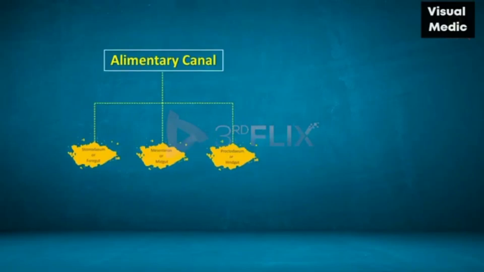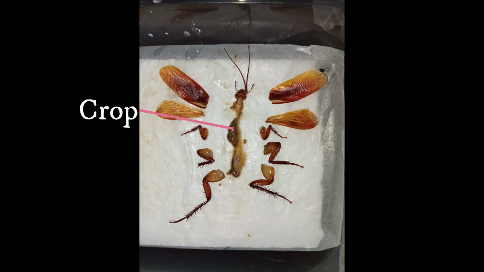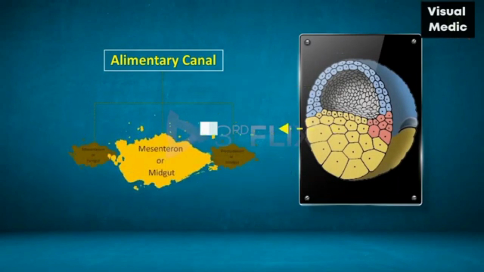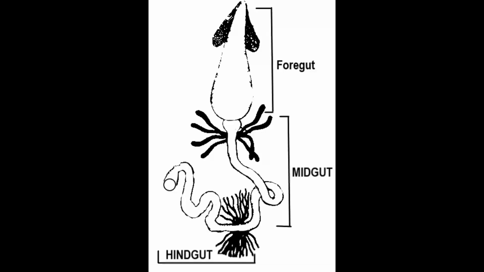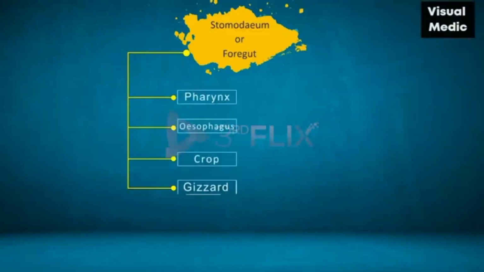The three divisions of the cockroach digestive tract are the foregut, which includes the crop and proventriculus; the midgut, which includes the section below the proventriculus up to the ceca; and the hindgut, which includes the Malpighian tubules and the rectum. The foregut is divided into 5 parts: buccal chamber, pharynx, esophagus, crop, and the gizzard.